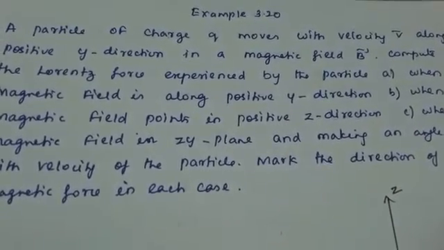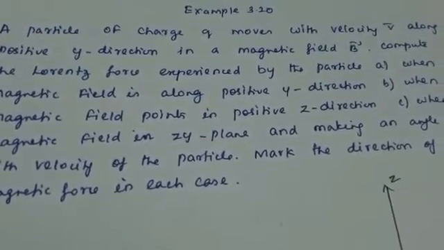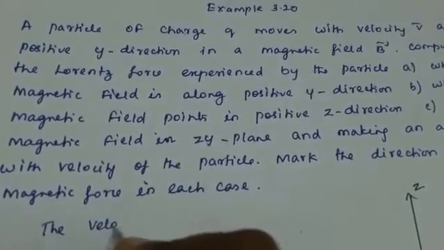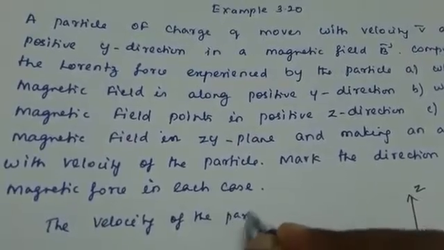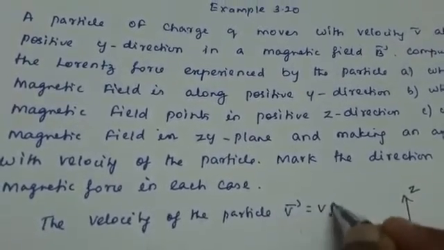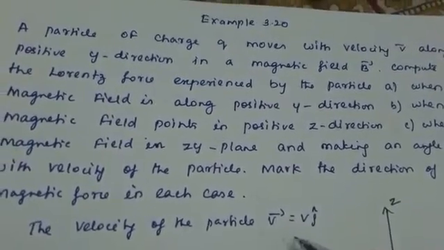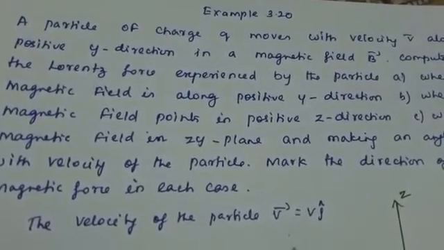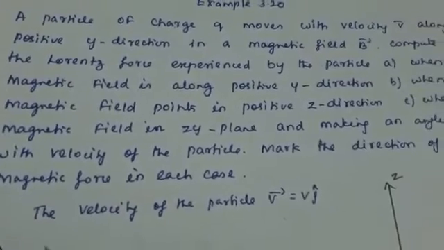First, what is given is the velocity of the particle. The velocity of the particle is the v vector, which is in the positive y direction. Positive y direction means the j vector. So the velocity is v times the j vector. Now we'll go for the first case.